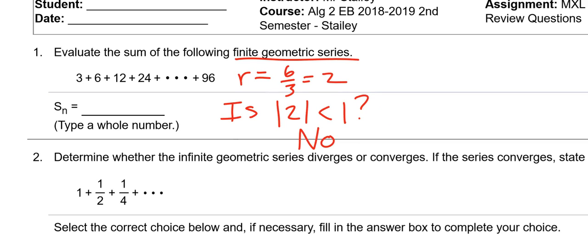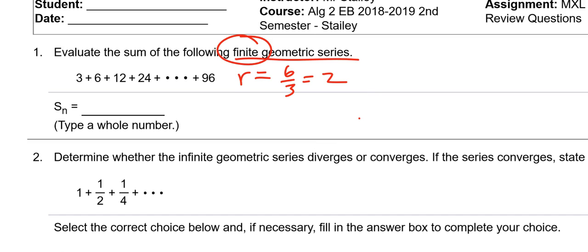I don't know. Or does this even apply to this situation because it's finite? It does not, I don't think. This was the question that we would ask ourselves if it was an infinite one. So that was a waste of time. We can go straight to the formula. Now, how many terms are there? We need to figure that out.